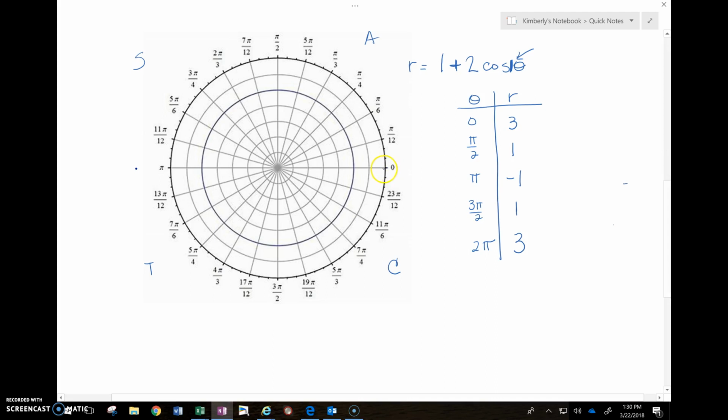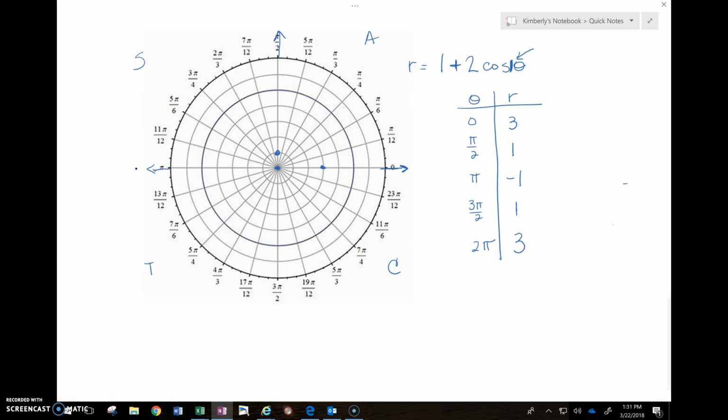When I am pointed towards 0, 0 radians or degrees, so I'm pointed in this direction, from the center I have a radius of 3. So there's my first point. When I am pointed toward pi halves, my radius is 1. When I'm pointed toward pi, here's where things get interesting. My radius is -1. How can that be?